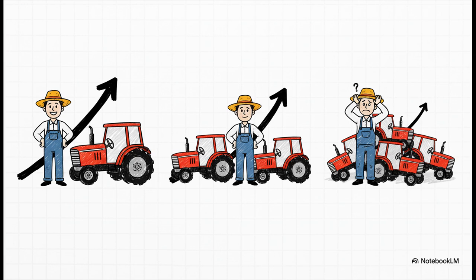Think about it this way. Giving a farmer their first tractor is a game changer. Huge productivity boost. A second tractor, it's useful for sure, but not as much of a leap as the first one. A 10th tractor, it's probably just gathering dust in a barn. Each new tool adds a little less to the pile than the one before it, and that means growth from just adding more capital has to slow down.